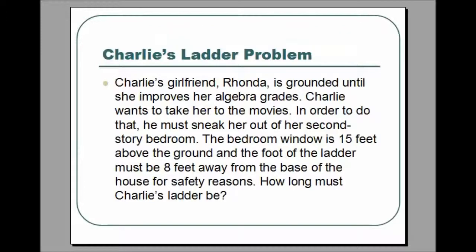Here's Charlie's ladder problem. Charlie's girlfriend Rhonda is grounded until she improves her algebra grades. Charlie wants to take her to the movies. In order to do that, he must sneak her out of her second-story bedroom. The bedroom window is 15 feet above the ground, and the foot of the ladder must be 8 feet away from the base of the house for safety reasons. How long must Charlie's ladder be?